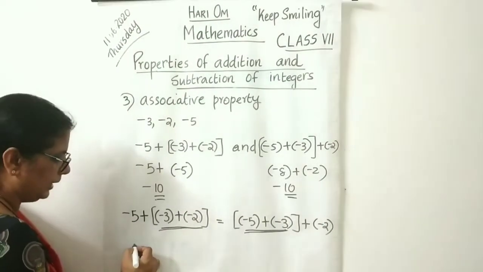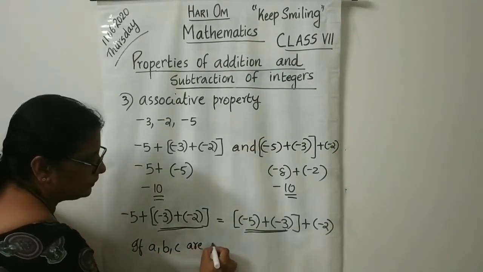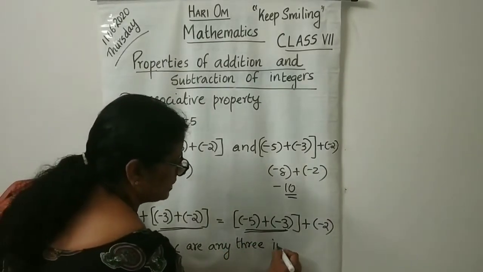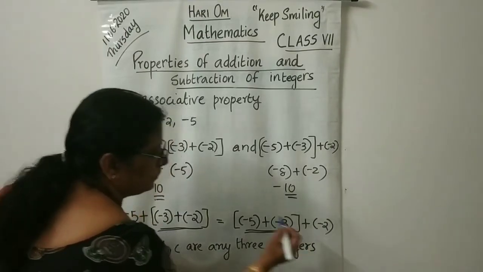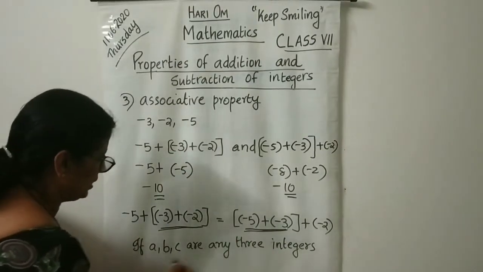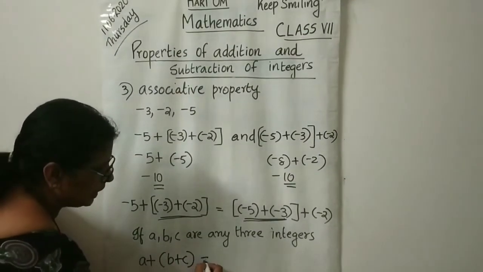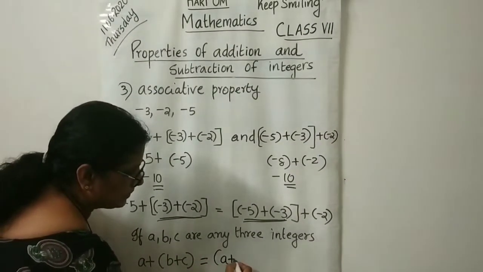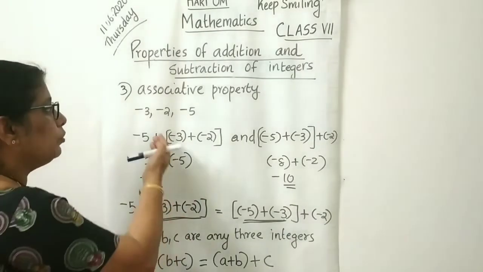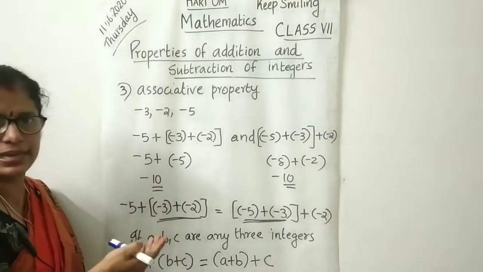That is, in general, if A, B, C are any three integers, Karan, are you listening here? Look here. If A, B, C are any three integers, A plus (B plus C) is equal to (A plus B) plus C. That is, whatever the grouping of the three integers, the answer is the same.